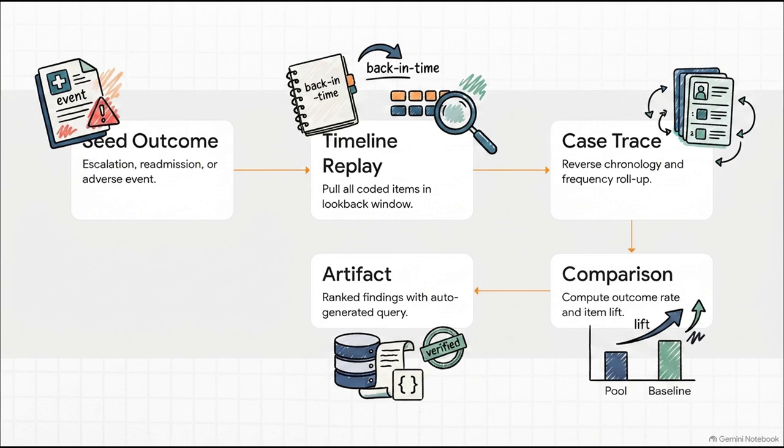Third, it rolls up that reverse chronology across a cohort. Fourth, it compares those pooled frequencies to baselines to compute lift. And finally, Step 5 produces a ranked finding. What's truly brilliant about Step 5 is that the audit artifact includes the exact auto-generated SQL or ECL query. That means a reviewer can independently rerun the attached query against the source records and verify the exact same table.